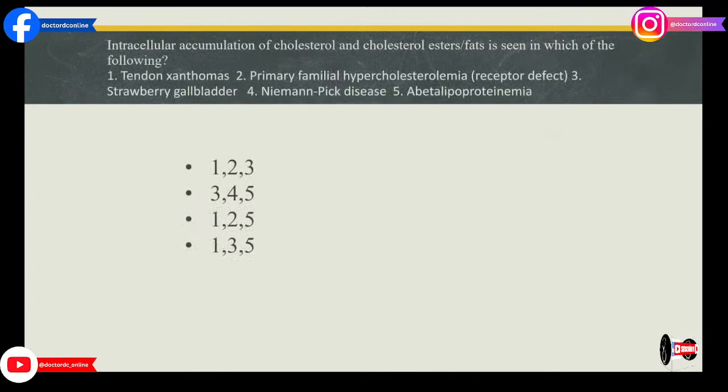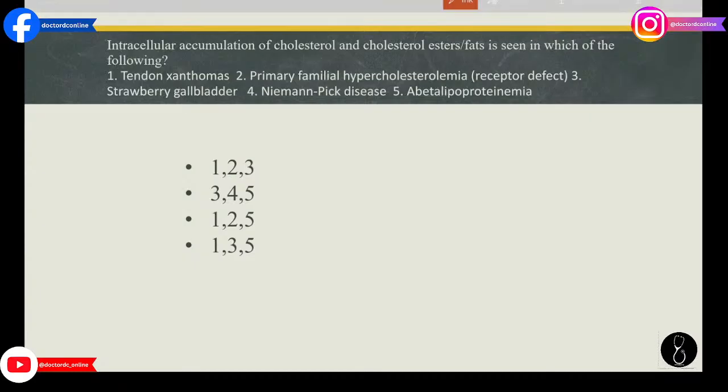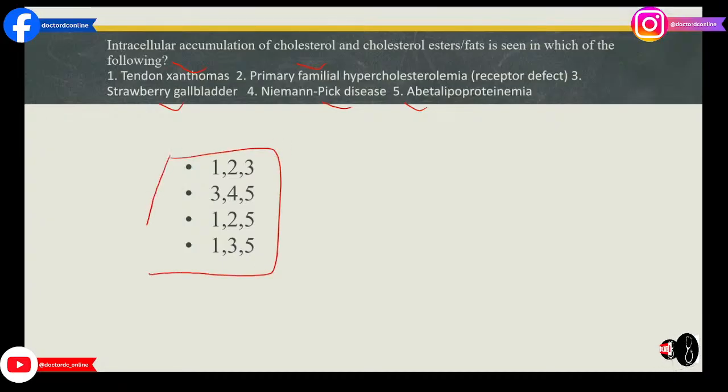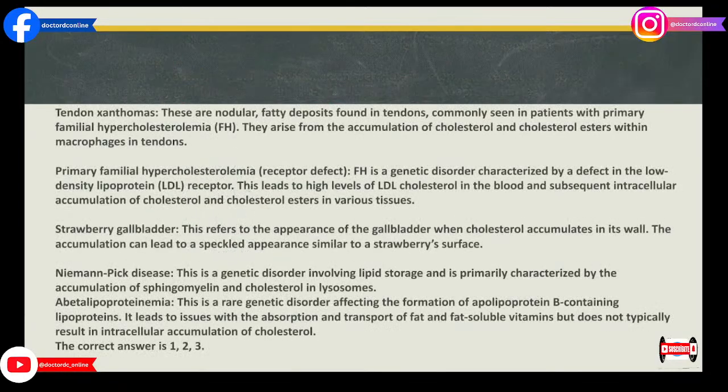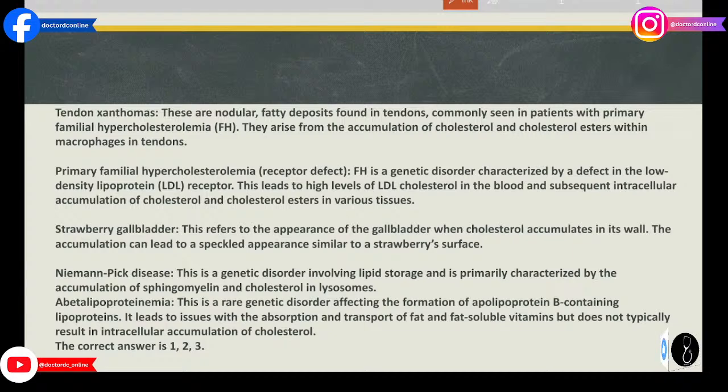In question 28, intracellular accumulation of cholesterol and cholesterol esters or fats is seen in which of the following combinations? Option A, tendon xanthomas, primary familial hypercholesterolemia, and strawberry gallbladder. Option B, strawberry gallbladder, Niemann-Pick disease, and abetalipoproteinemia. Option C, tendon xanthomas, primary familial hypercholesterolemia, and abetalipoproteinemia, or option D, tendon xanthomas, strawberry gallbladder, and abetalipoproteinemia. Tendon xanthomas and familial hypercholesterolemia involve cholesterol accumulation.